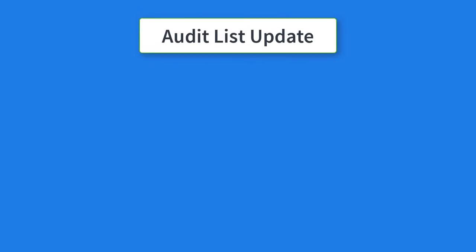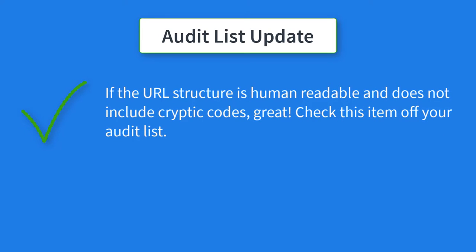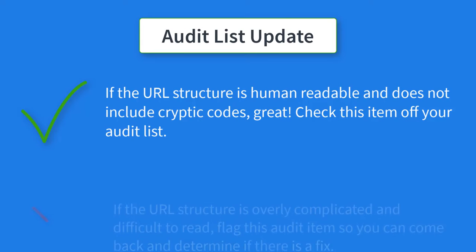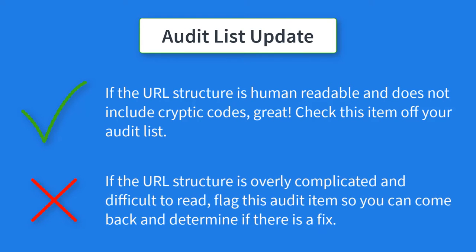To update your audit list, if the URL structure is human readable and does not include cryptic codes, great. Check this item off your audit list. If the URL structure is overly complicated and difficult to read, then flag this audit item so you can come back and determine if there is a fix.